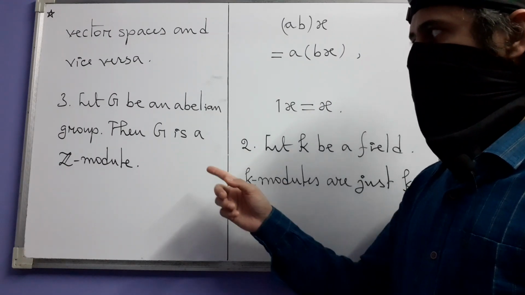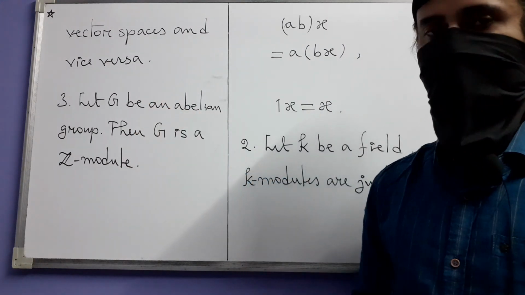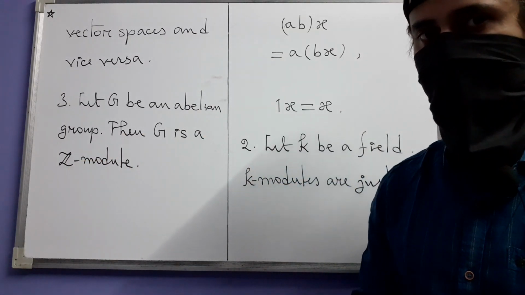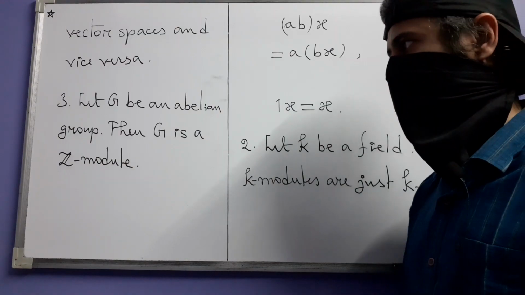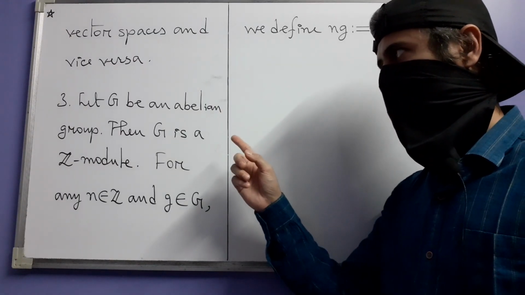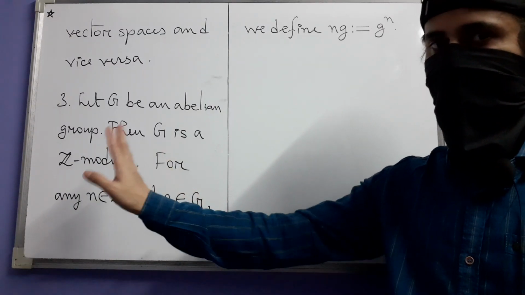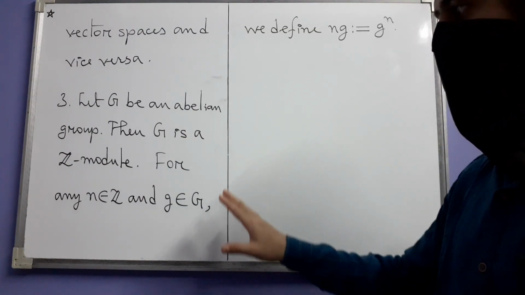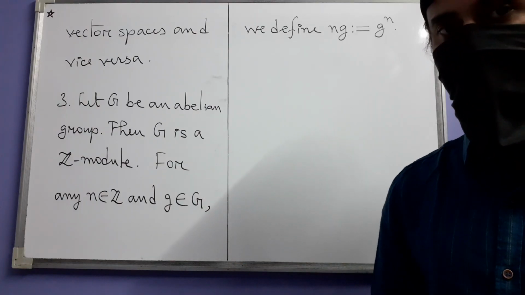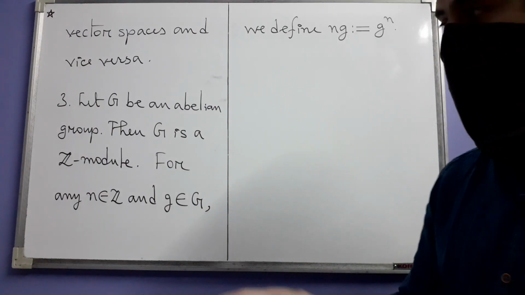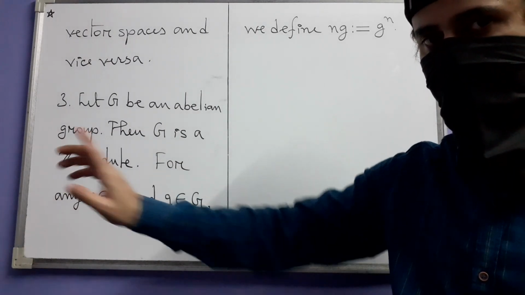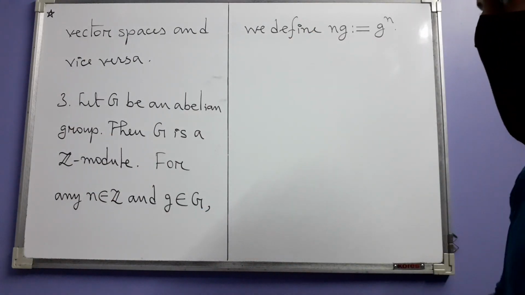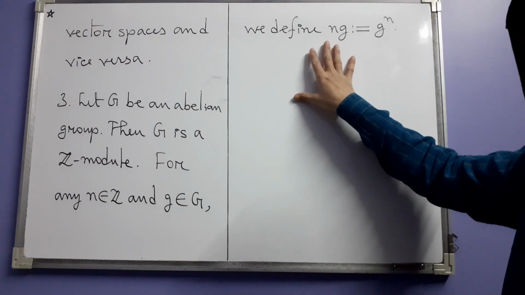Next, example 3. Let G be an abelian group, then G is a Z module, where Z is the ring of integers. Let's see how. Because we are already starting with an abelian group, so we have that. There is nothing to show there. So now all we need is to have a multiplication of elements of the group by integers, that means by ring elements, that will satisfy those other 4 axioms. And that multiplication we define like this.